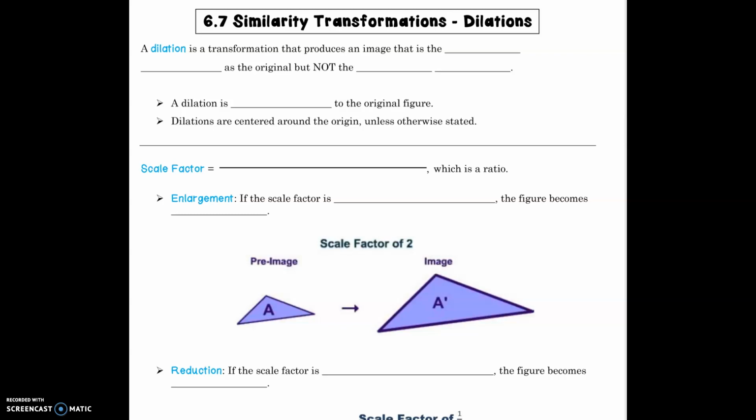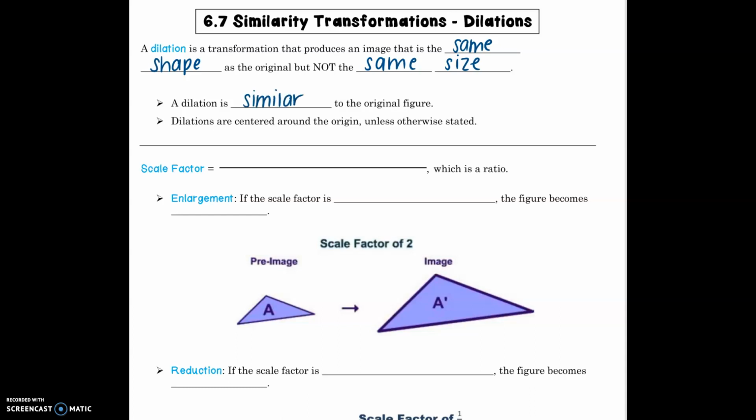Today we are going to start our similarity transformation, which is dilations. A dilation is a transformation that produces an image that is the same shape as the original, but is not the same size. A dilation is similar to the original figure.